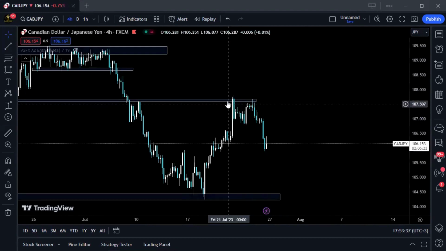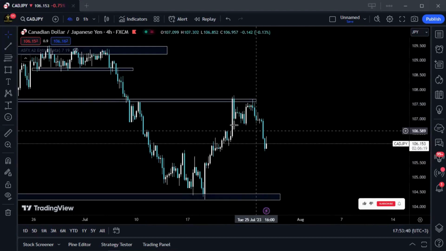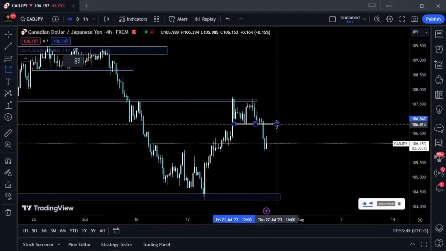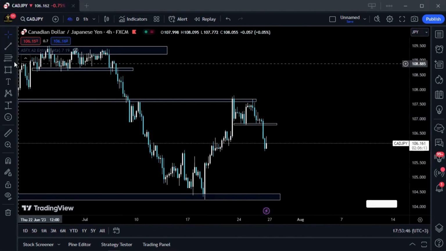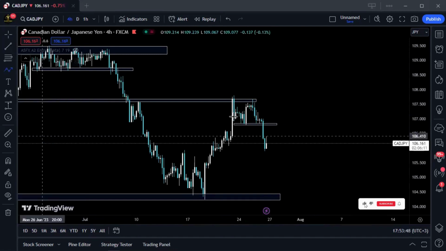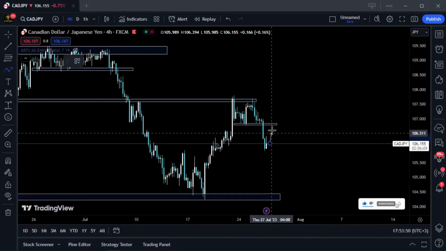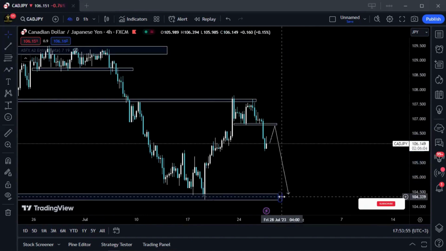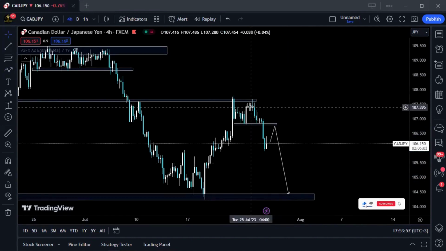CAD JPY, obviously prices reached here, got rejected. We'll be looking for some kind of a retracement perhaps before prices continue pushing lower. And that's how I'm anticipating to see the rest of the week play out.